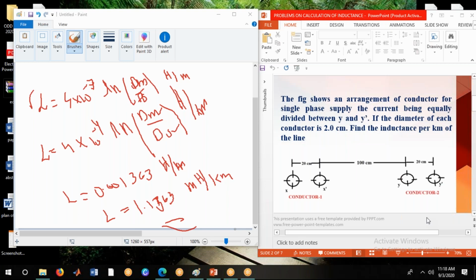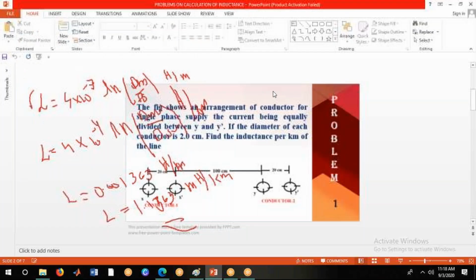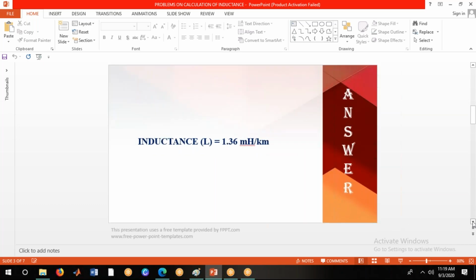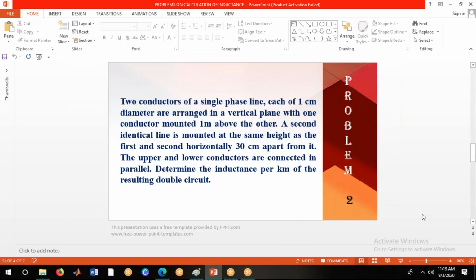Okay, students, I have completed this problem. Next, we will go for the next one. Right, we go for the next problem. So the answer is 1.36 millihenry per kilometer. Next, note down the second problem.